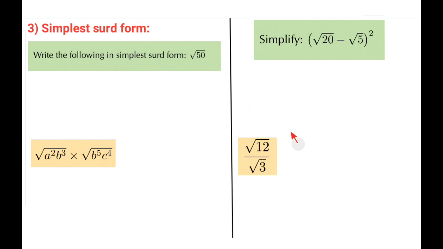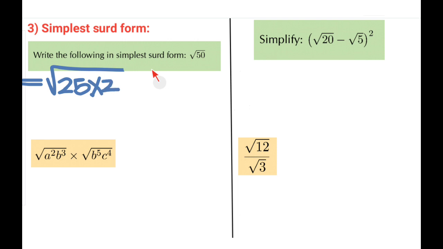Now next scenario is when you are given a situation where you're required to simplify to the simplest surd form. For example, write the following in simplest surd form and you've got the square root of 50. What you do in a case like this is you break up what's inside the square root sign into a product of two factors, one of which is a perfect square. Now you can break up 50 into 25 times 2, 25 being a perfect square.